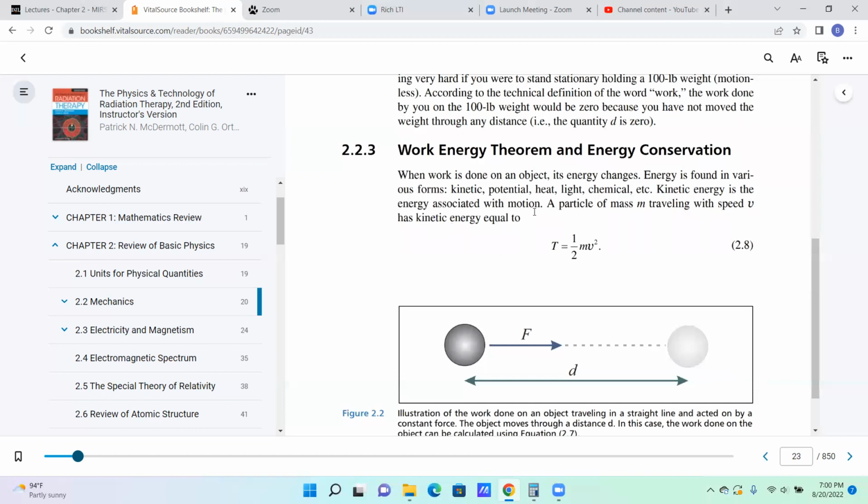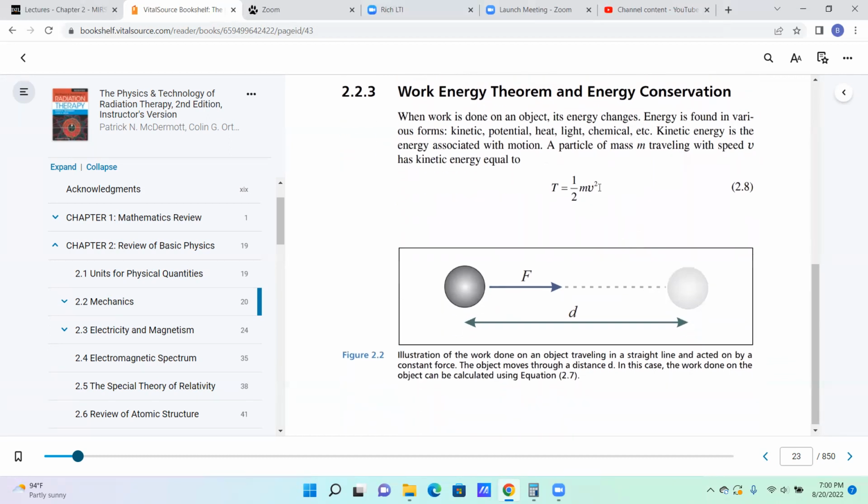The energy is found in various forms. Kinetic energy is associated with motion. We describe kinetic energy using, and here it's described using the capital letter T, as 1/2 times the mass times the velocity squared. So this is going to be kinetic energy, energy of motion. And this is an illustration of work done on an object traveling in a straight line acted on by a constant force. You've got a force here, it goes over a certain distance, and we can calculate the work.